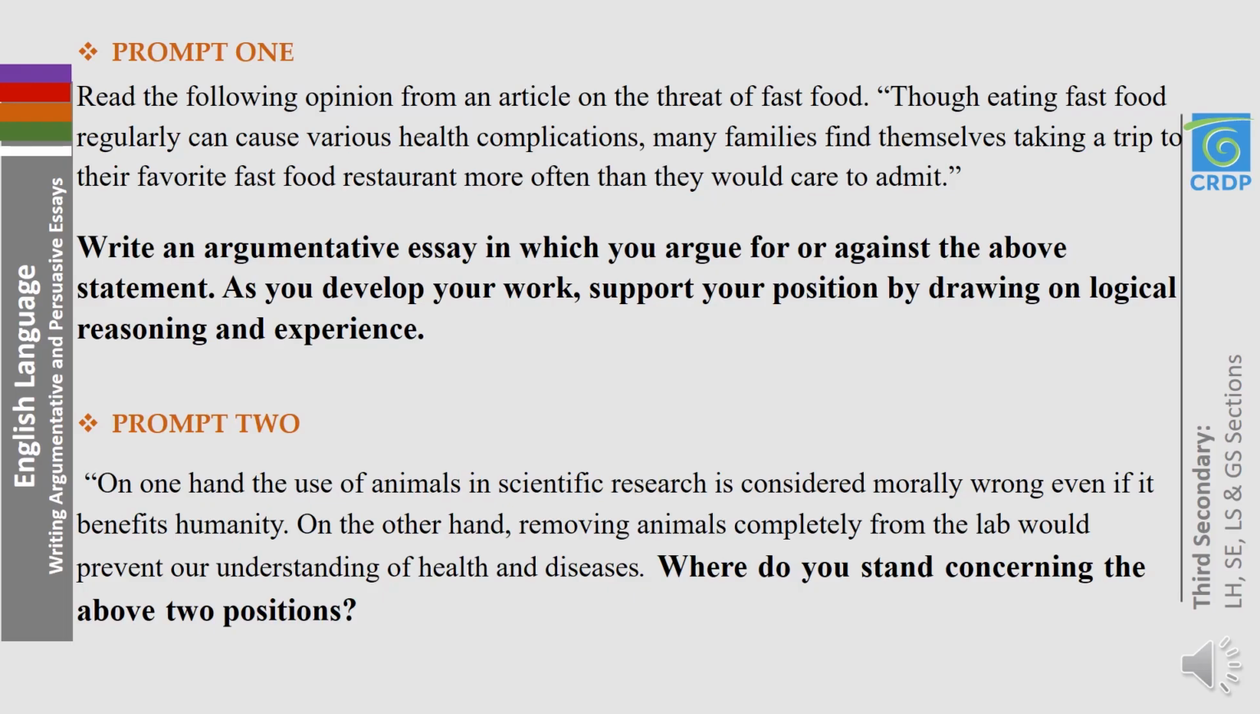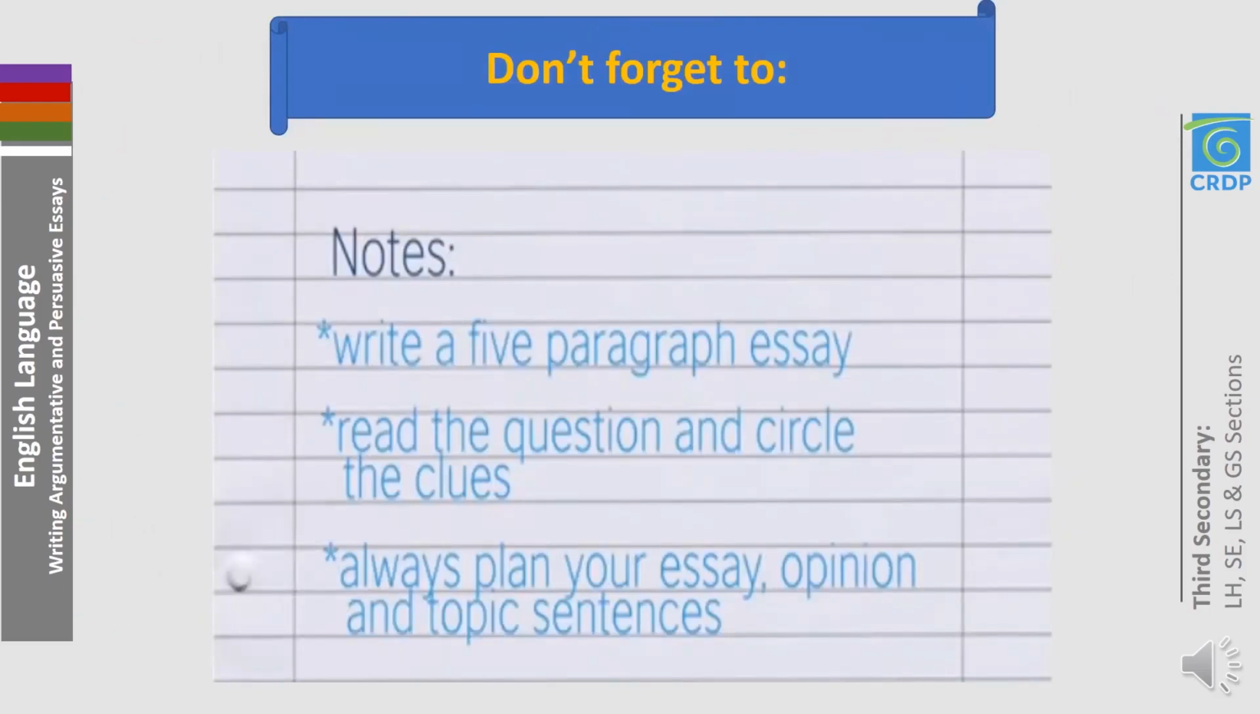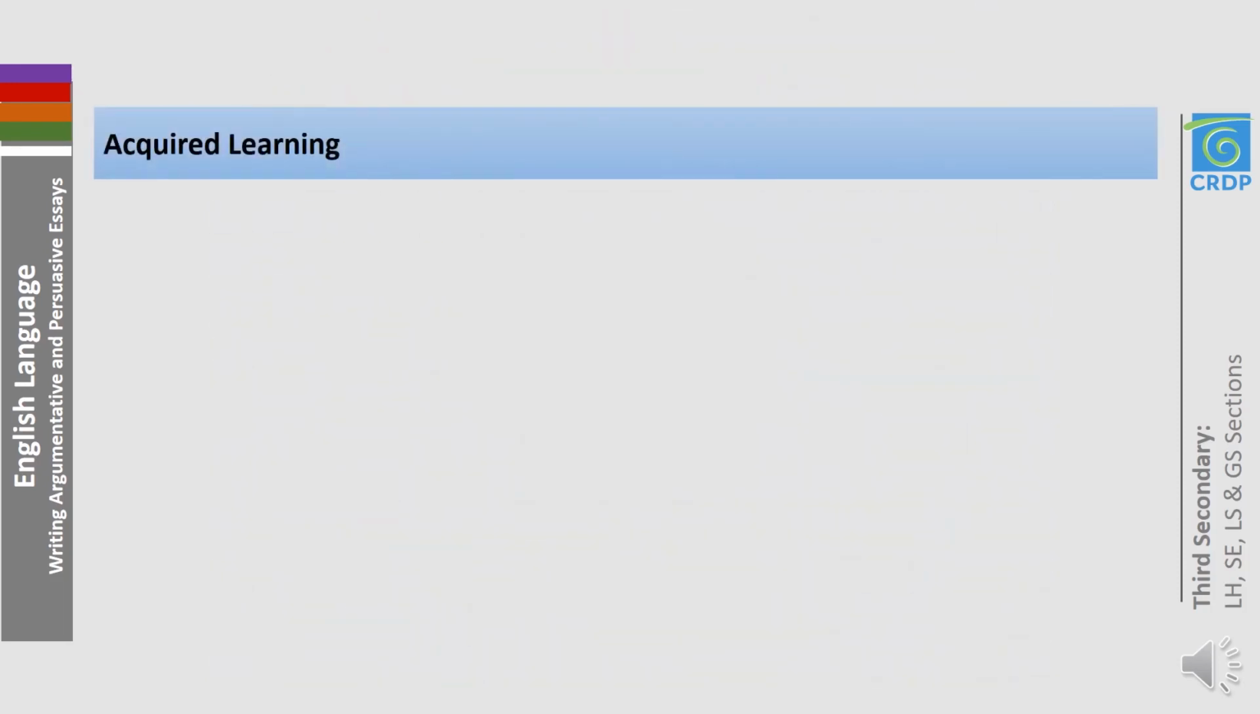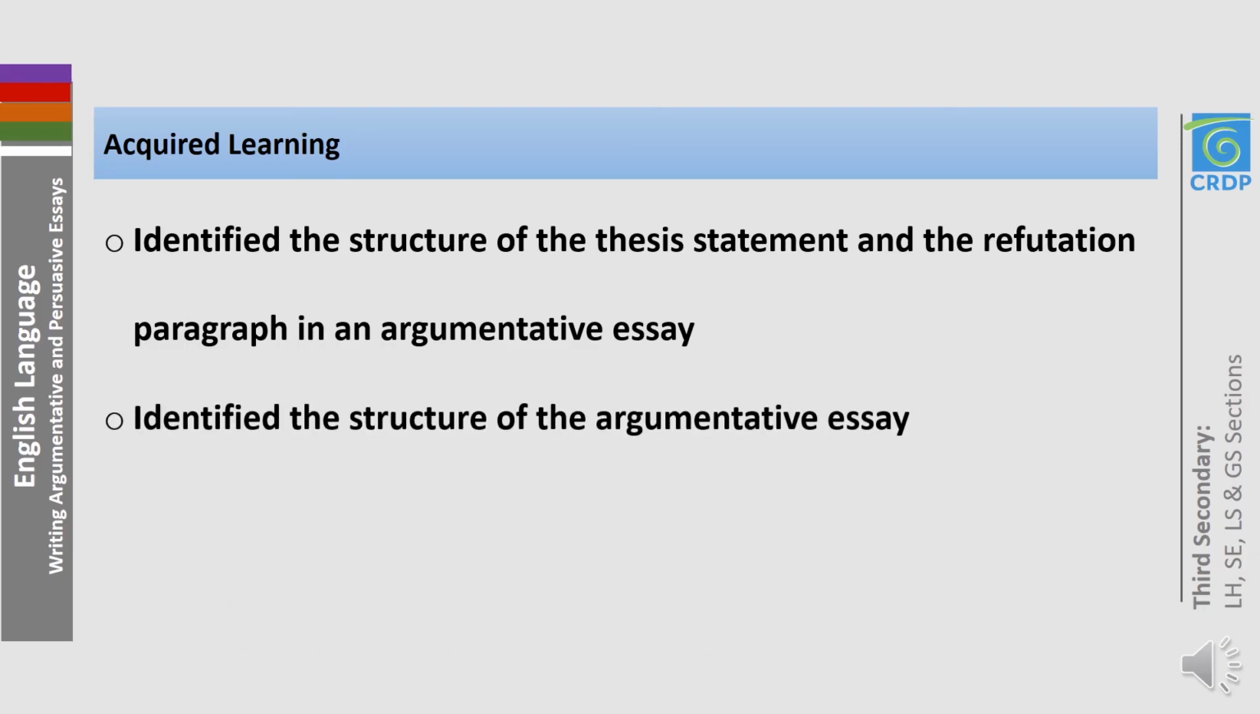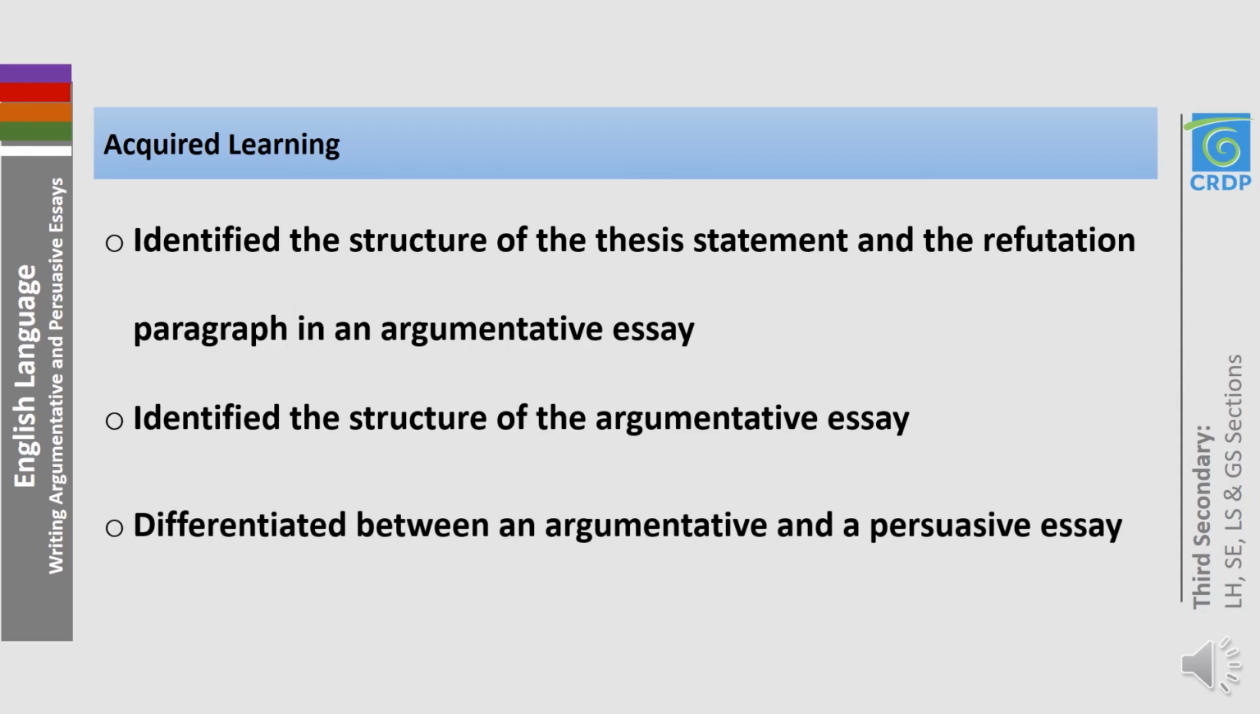Dear students, when you're writing an argumentative or a persuasive essay, you have to write a 5-paragraph essay, read the question and circle the clues, and always plan your essay, opinion, and topic sentence ahead. In this tutorial, we identified the structure of the thesis statement and the refutation paragraph in an argumentative essay, identified the structure of the argumentative essay, and differentiated between an argumentative and a persuasive essay.